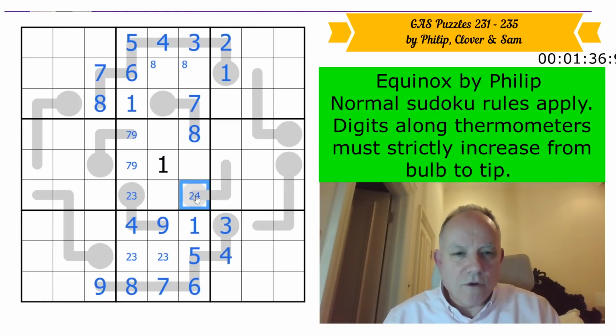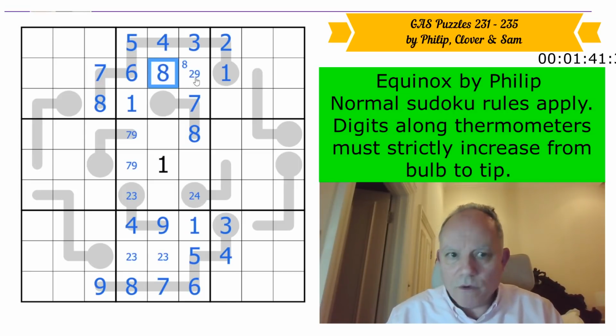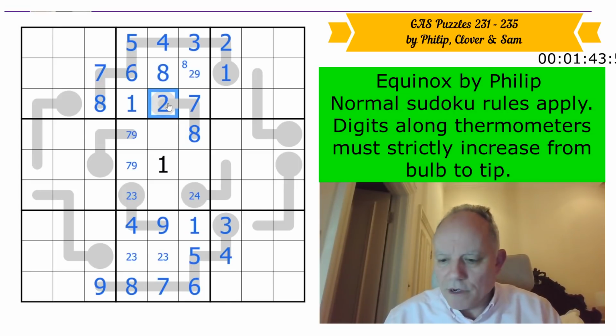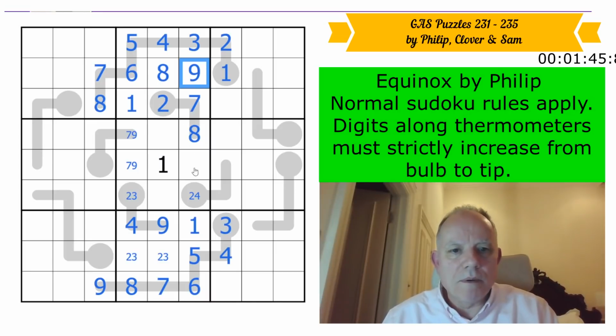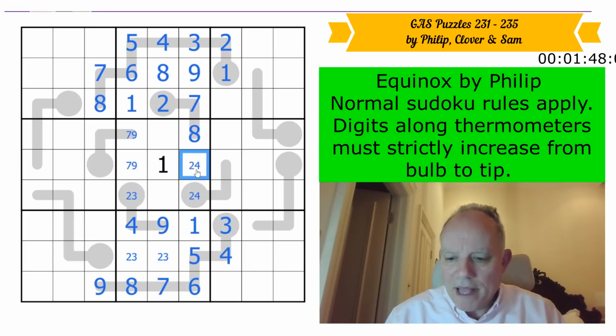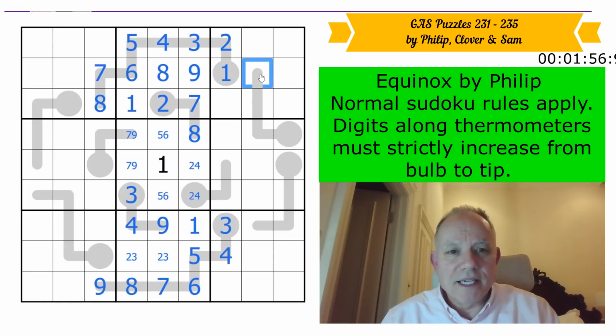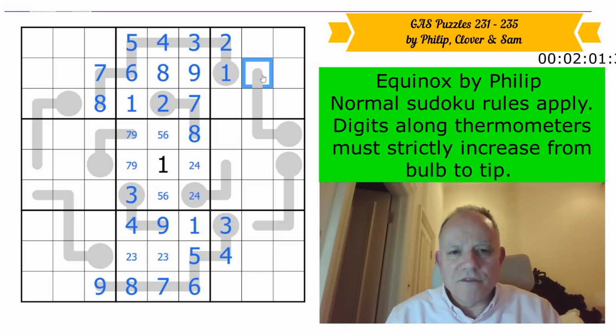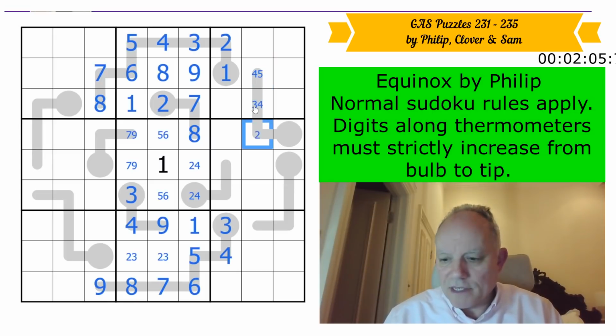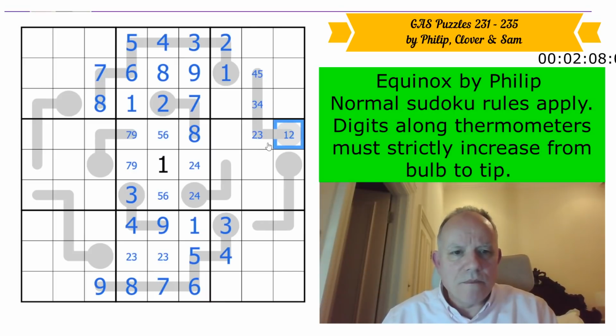That's 2 or 4 because it can't be 9. That is 2 or 9 because it can't be 4. 8 there. That's also 2 or 9, but it has to be 2 on the bulb. 2, 4 pair makes that one a 3 on the other side, and a 5, 6 pair left in the central box. So this has to be 3, 4, or 5. Could just be 4, couldn't it? Can't be 3. But that's going to have an effect down to the beginning of the thermo.